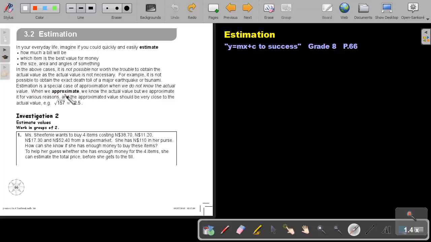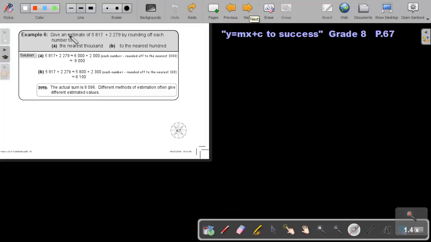When we approximate, we know the actual value, but we approximate it for various reasons, and the approximated value should be very close to the actual value. Okay, now let's look at an example. Give an estimate of 5817 plus 2279 by rounding off each number to the nearest thousand.